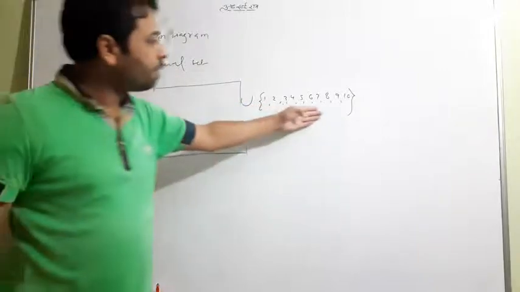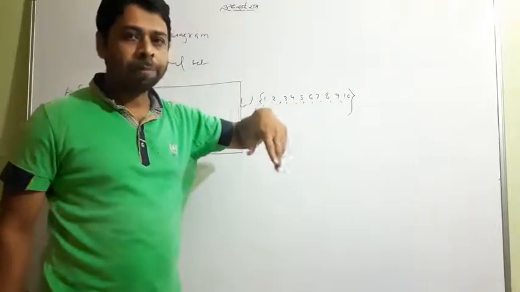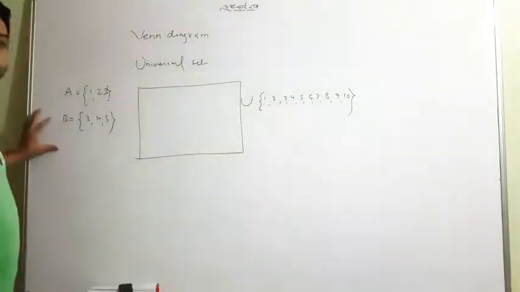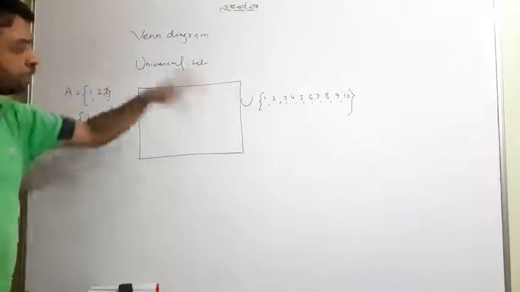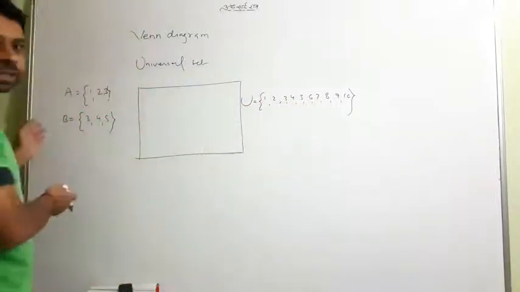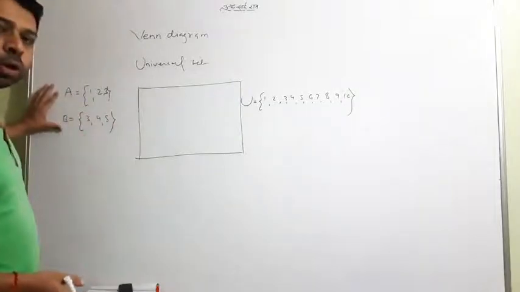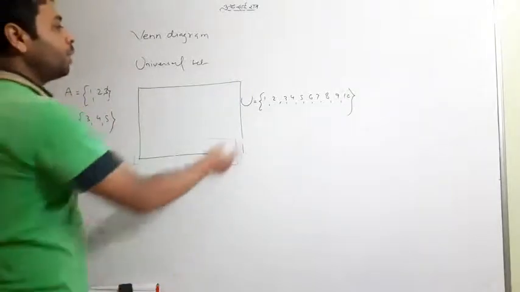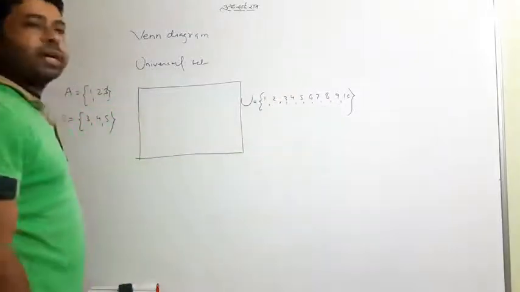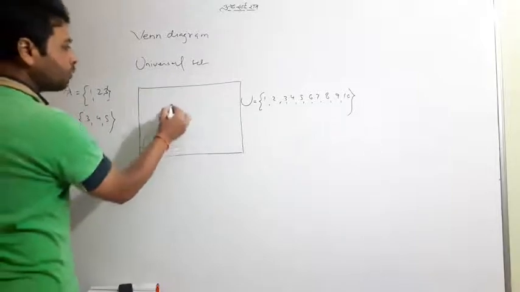It's not necessary that all elements must be there. U may have lots of elements, even infinite elements, but whatever elements A and B have must be in U. It is not necessary that all of U's elements engage in the sets. If two sets are given, no matter at all. Now look at 1, 2, 3, 4, all the way till 10, it is there.